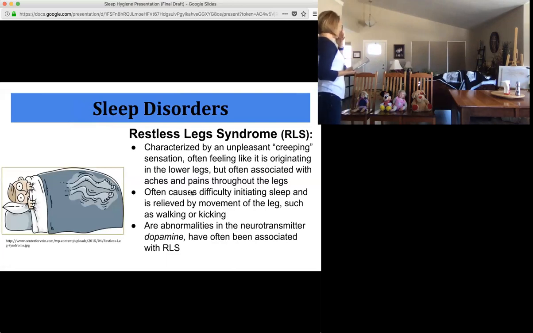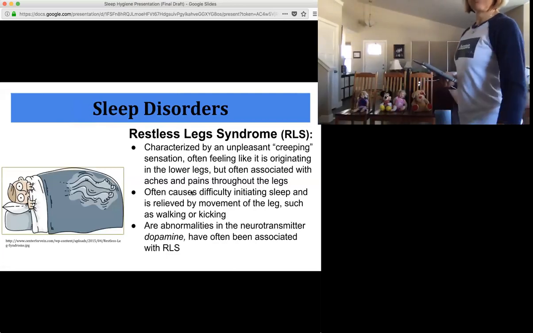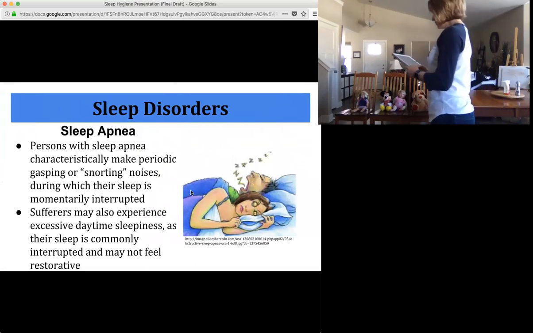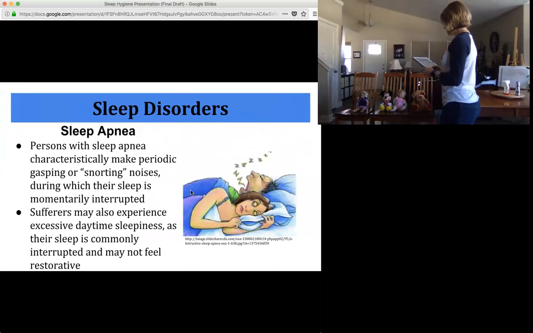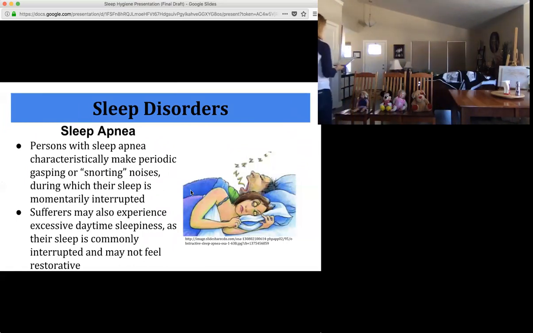You probably have seen commercials about restless leg syndrome and the different medications that you can take to help with that. The next one that we're going to talk about, you've probably also heard of, which is sleep apnea. This is an increased sleep disorder. It's been going on for about 10 years or so, where a person with sleep apnea will periodically make gasping or snorting or snoring noises. They can also actually stop breathing for a short amount of time.